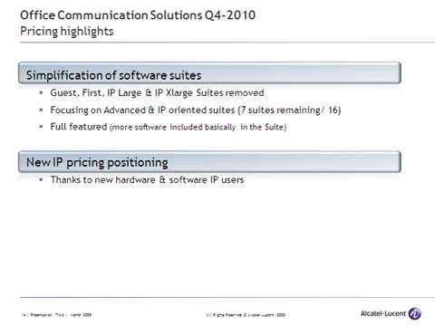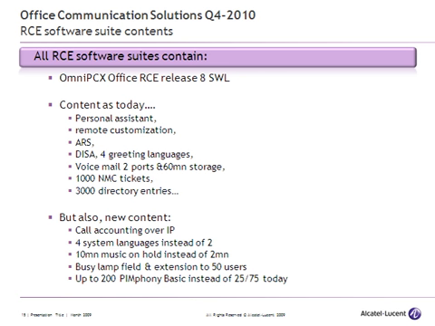The highlights for the pricing changes in the new release are a simplification of the software suites. So the Guest, the First, the IP Large, and the IP Extra Large suites have all been removed from the catalog, leaving just the Advanced and the IP-oriented suites. This cuts the communication suites available down from 16 to 7. All of these communication suites as well have now got far more features in them than they had before, and we'll go into that in a bit more detail in a moment.